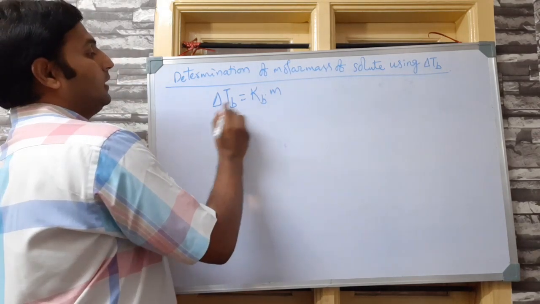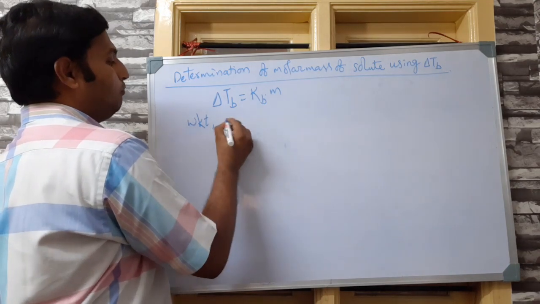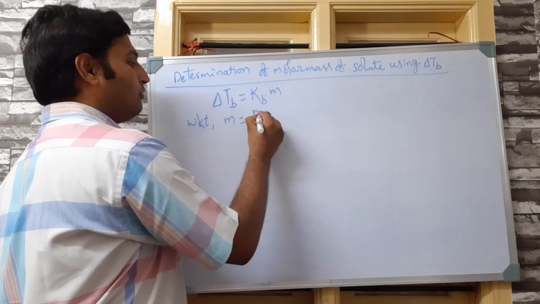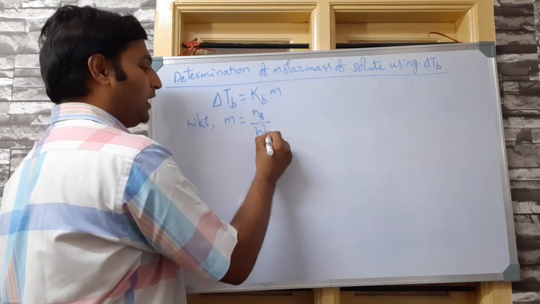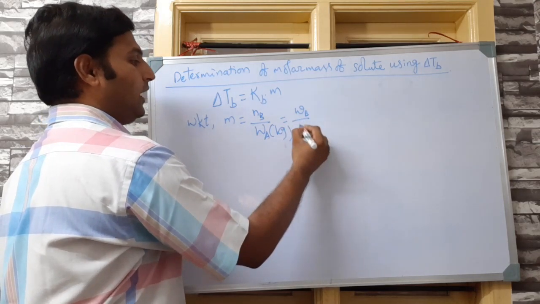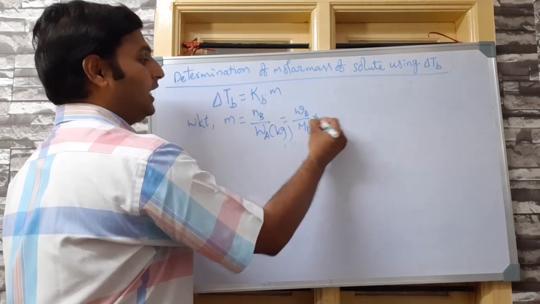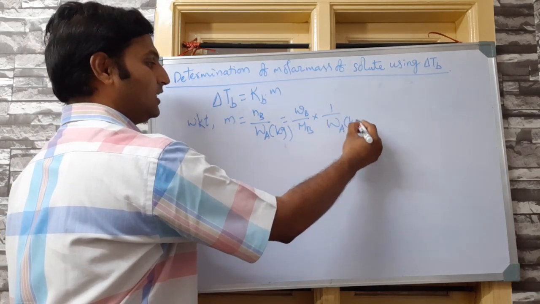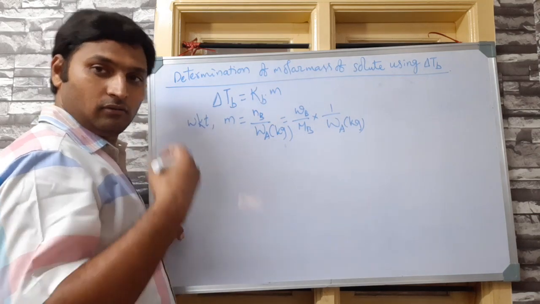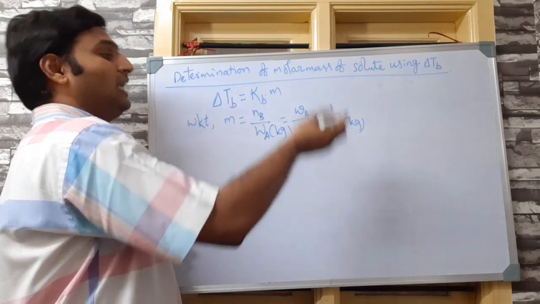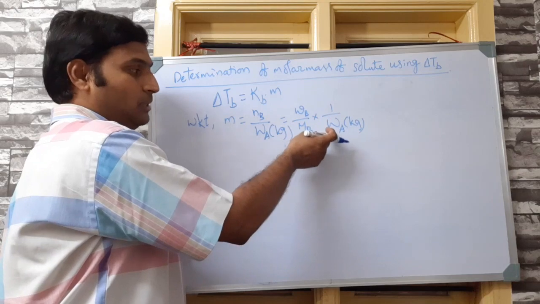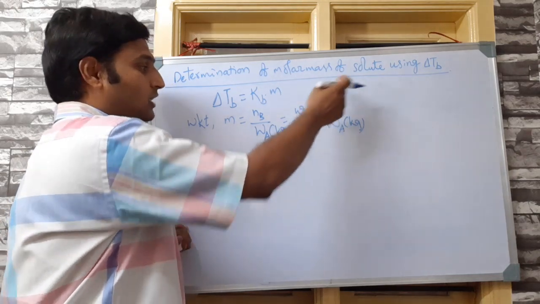Now, we know that molality of a solution is given by the formula number of moles of solute divided by weight of solvent in kg. Now number of moles of solute is given by weight of solute by molar mass of solute, into 1 by weight of solvent in kg. But majority of the times we will be given solvent in grams. So in the place of kg, I am given grams, then I'll have to divide this by 1000.